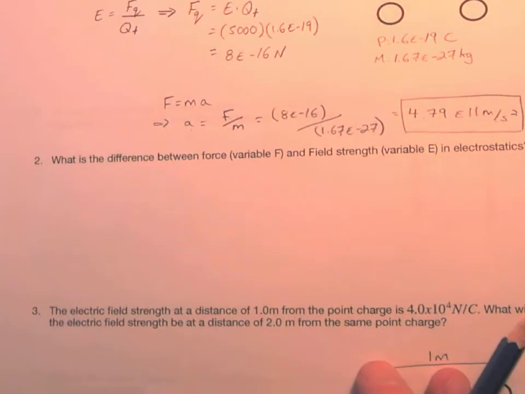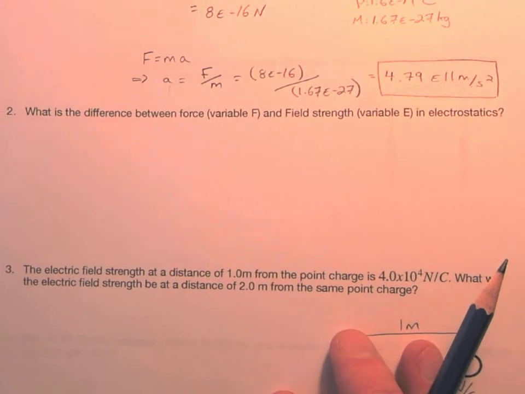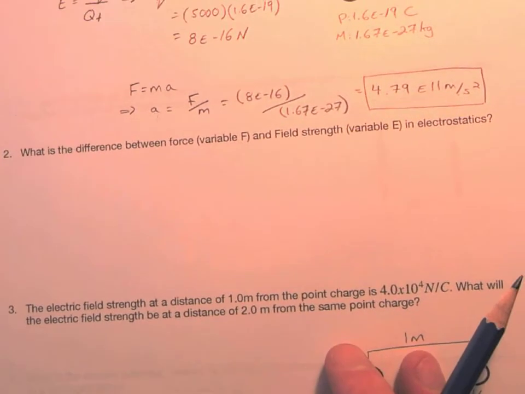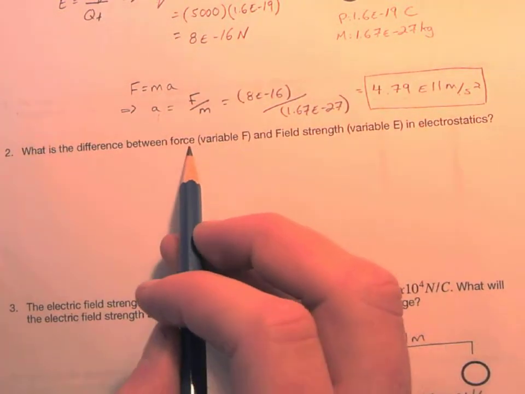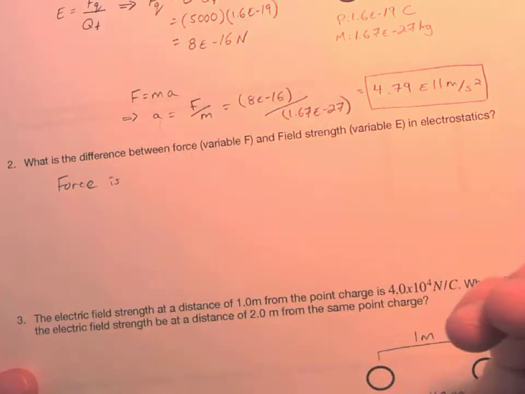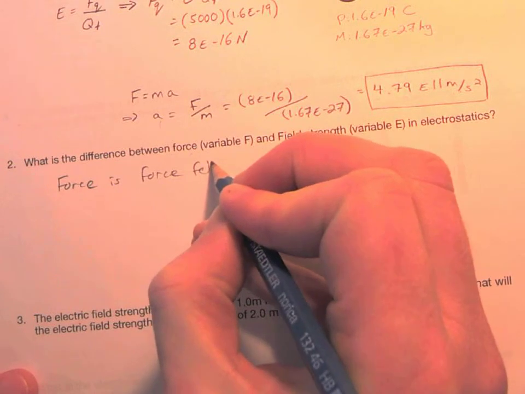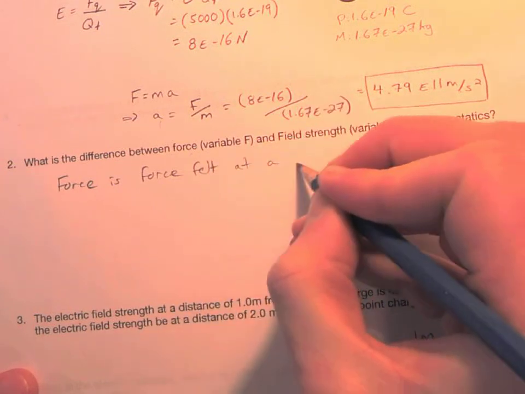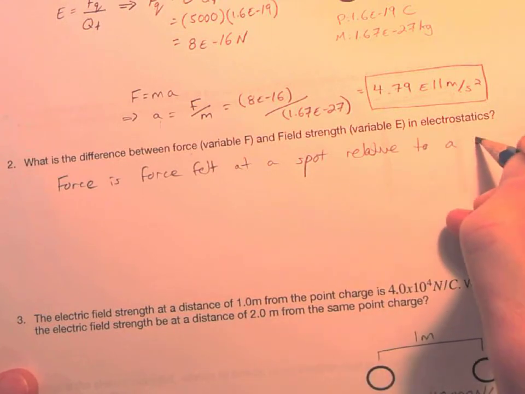Okay, question 2, here's more of an understanding question. What is the difference between force, which is variable F, and field strength, which is variable E, in electrostatics? Generally when I get a contrast question, I just try to define them both and then see what the difference is. So what is force? Force is the force felt at a spot relative to a source charge.